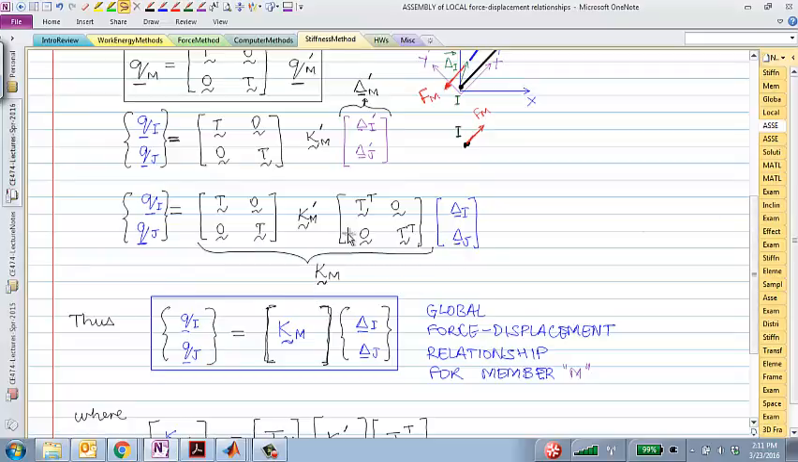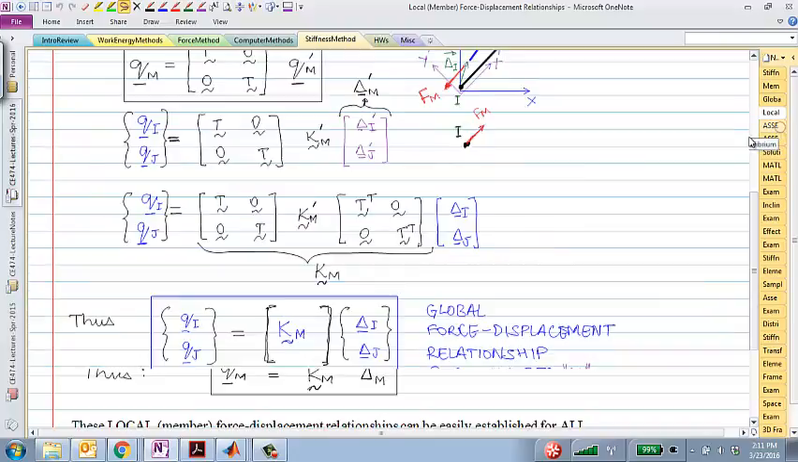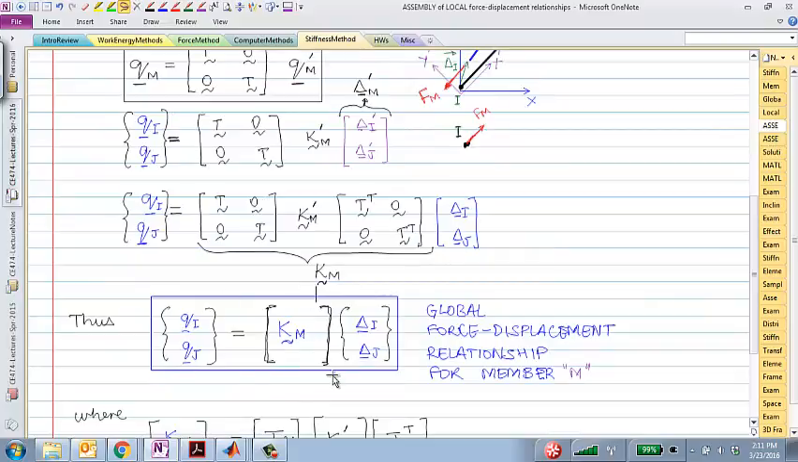Now, using this relationship, I have forces in global components, displacements in global components, and stiffness terms in global components. So I have another 4x4 relationship, which is the global force displacement relationship. Simply by using geometry, simply by using transformation rules to go from x prime, y prime to xy, we have converted this local force displacement relationship to this global force displacement relationship.